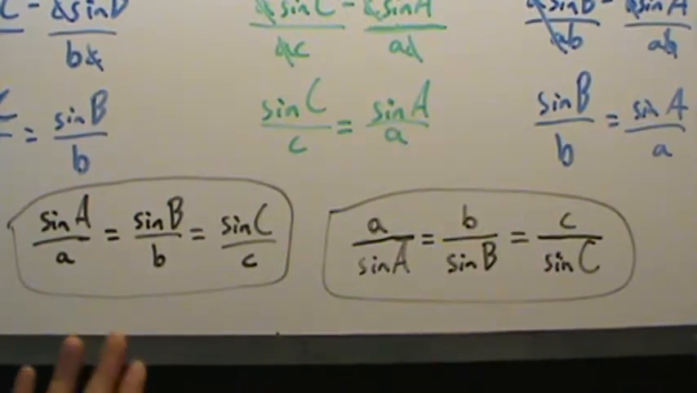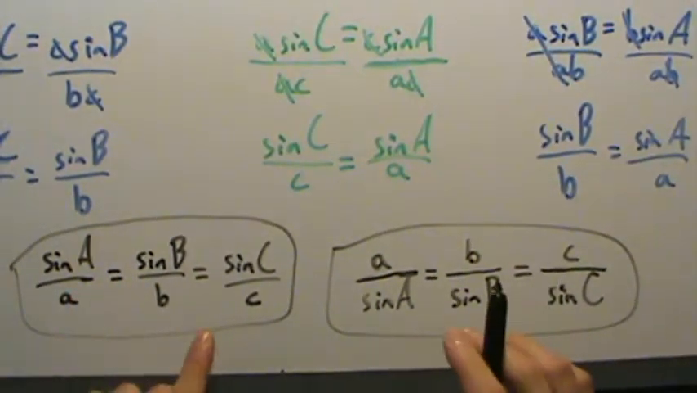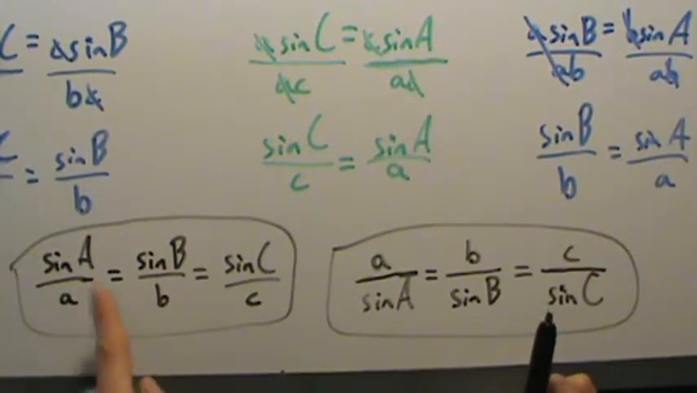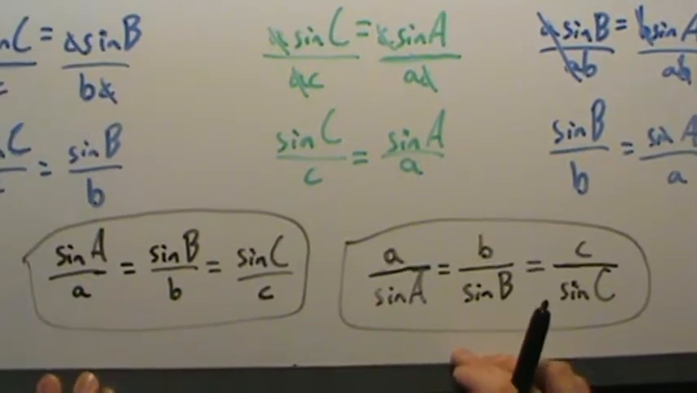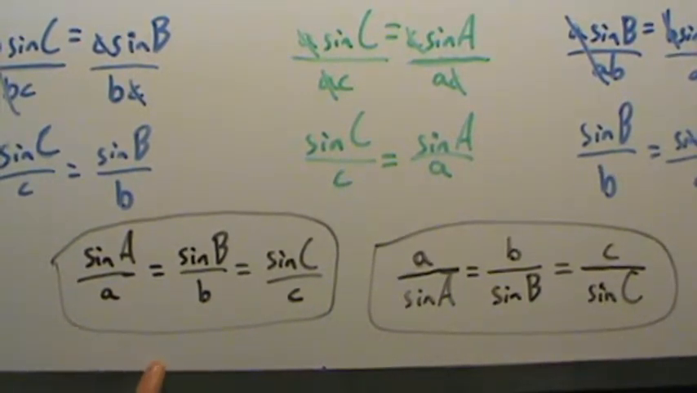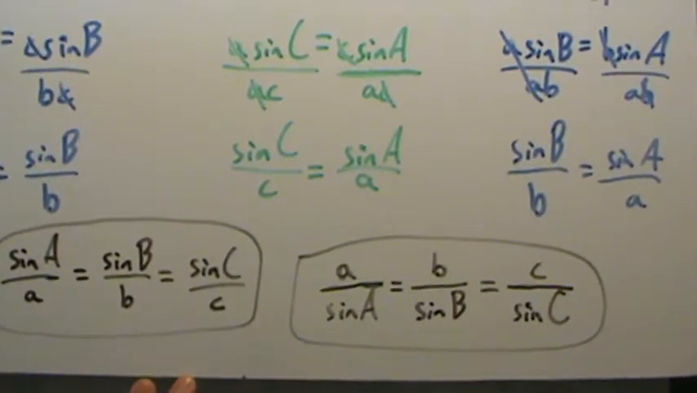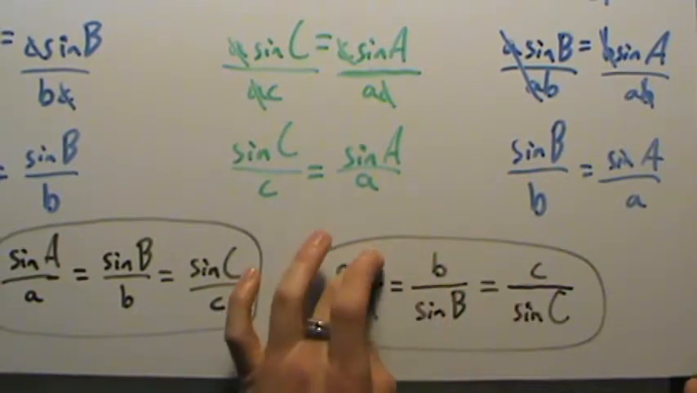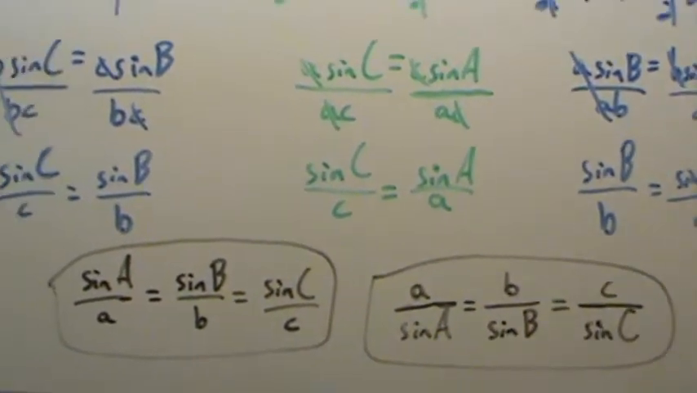Which one you use depends on the problem you're doing. This might be a better form than the other, depending on what you're solving for. If you're solving for an angle, it's probably easier to use this because the angles are in the numerator. If you're solving for a side, it's probably easier to use this because the sides are in the numerator. Okay? But anyway, just take the reciprocals.